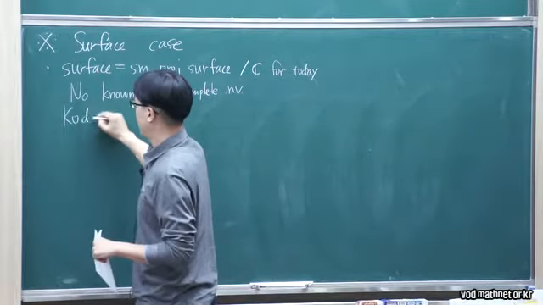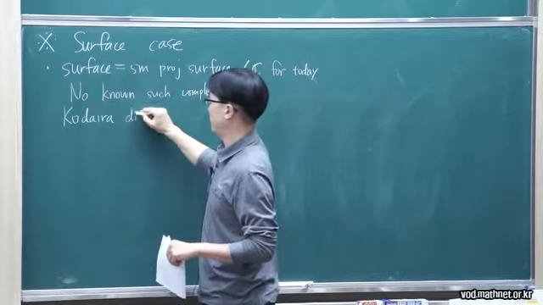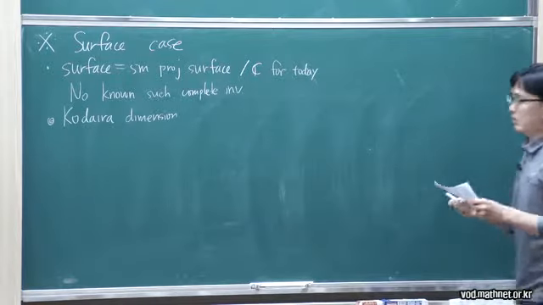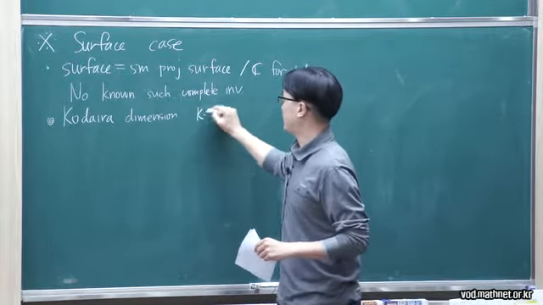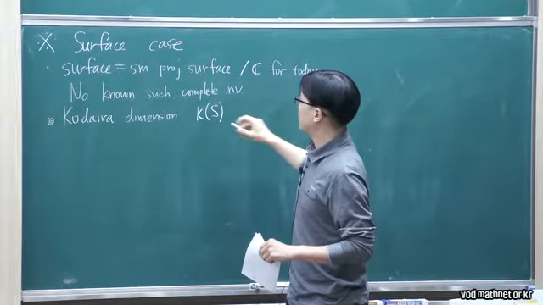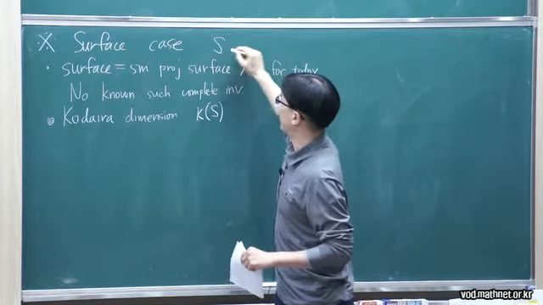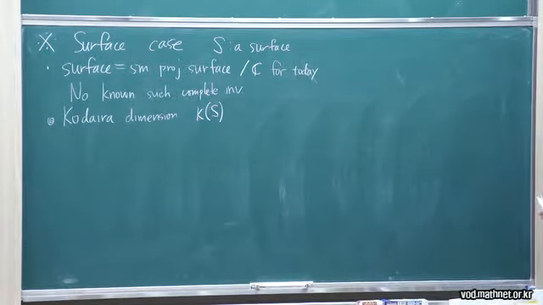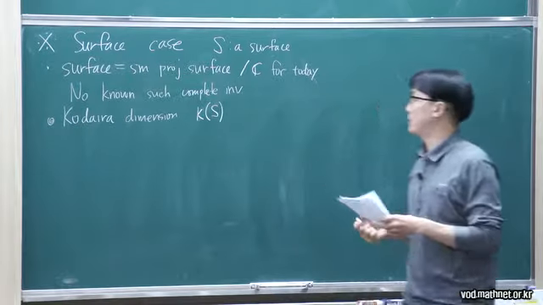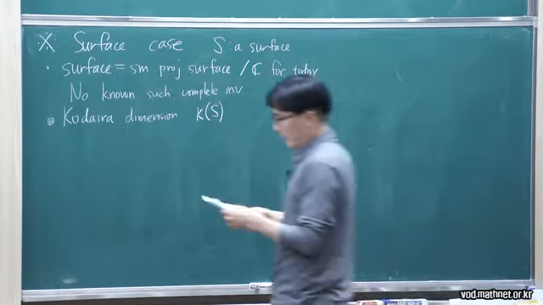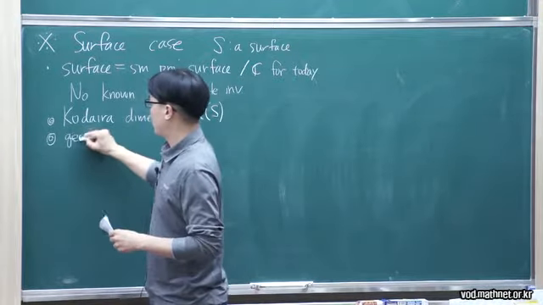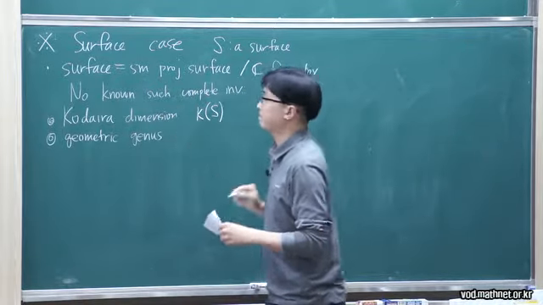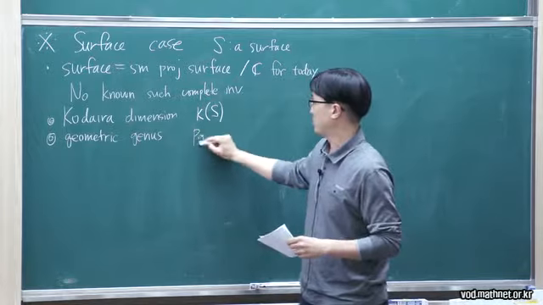So the most important one is Kodaira dimension, which was already defined by Takuzo Okada in the last lecture. So this is denoted by kappa of S. So surface theorists usually denote the algebraic variety by S. Okay. So I'm not going to repeat the definition again. And we have this geometric genus, which is denoted by P sub g of S.